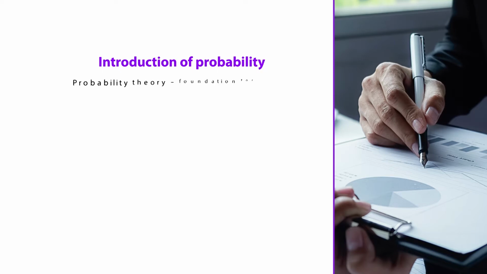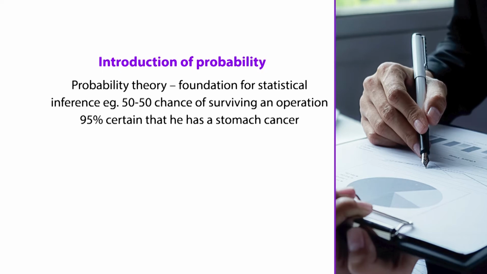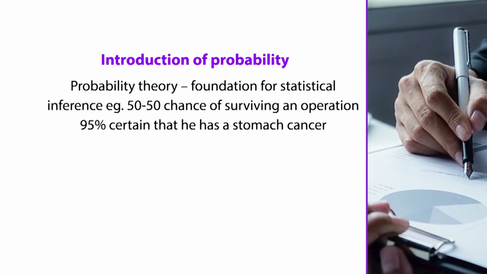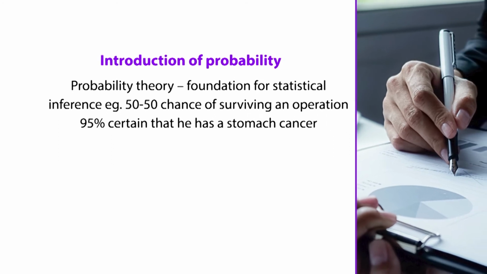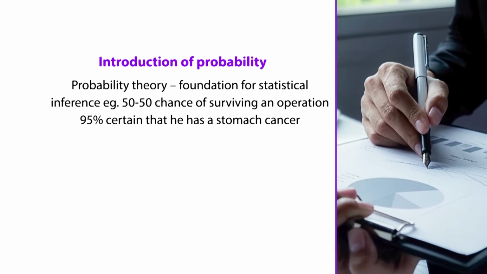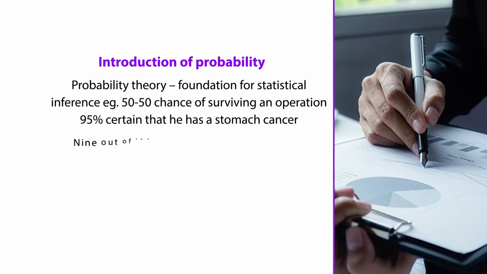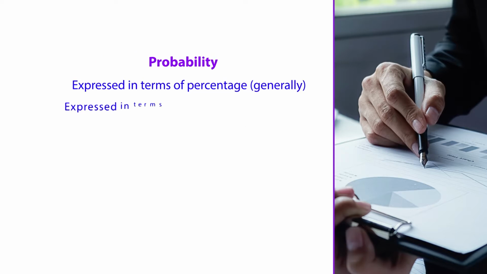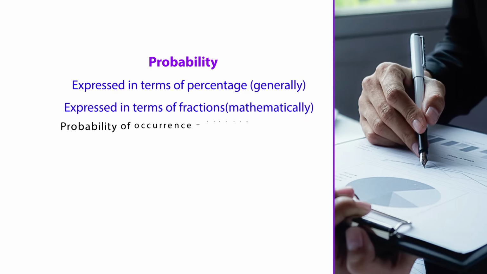Probability theory is the foundation for statistical inference. Take examples like a 50-50 chance of surviving an operation, or 95% certain that he or she has stomach cancer, or 9 out of 10 patients take the drug regularly. Probability is generally expressed in terms of percentage, and mathematically in terms of fraction. So the probability of occurrence is between 0 and 1.